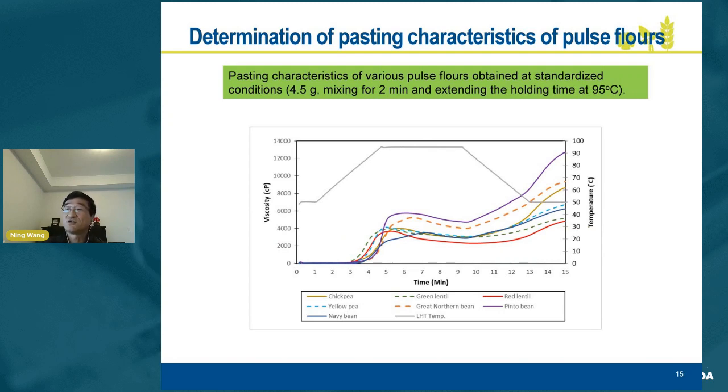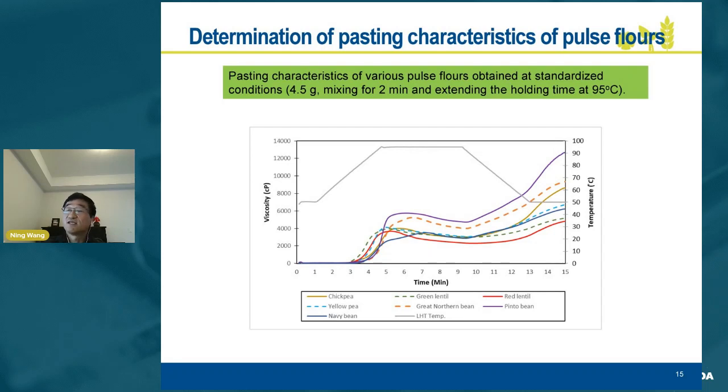In summary, we chose the AACC STD1 method because it is short. There are other AACC methods available, but they take longer, and our goal is to develop a faster method. So this profile was modified for application to all the different types of pulse flours. This includes the weight, where 4.5 gram is appropriate, mixing for 2 minutes before loading onto the RVA instrument, and extending the holding time for 2 minutes.